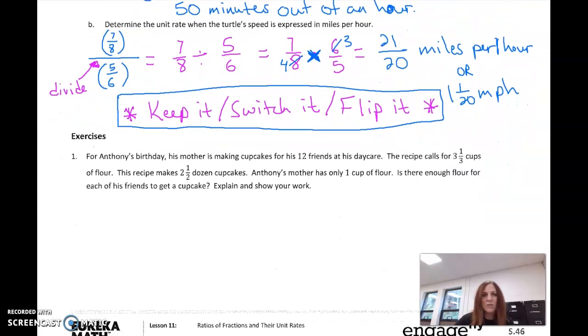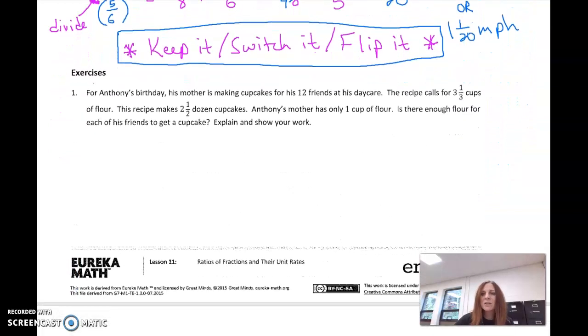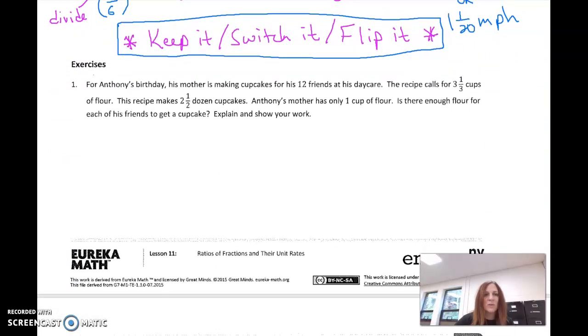All right, let's look at one more example for this video. For Anthony's birthday, his mother is making cupcakes for his 12 friends at daycare. That's 1 dozen. 12 makes up a dozen. The recipe calls for 3 1/3 cups of flour, and the recipe makes 2 1/2 dozen cupcakes. But Mom only has 1 cup of flour. Is there enough flour for each of his friends to get a cupcake?